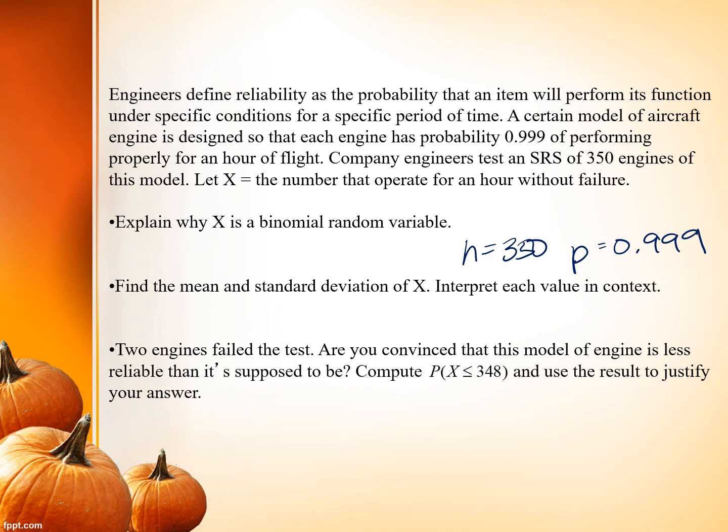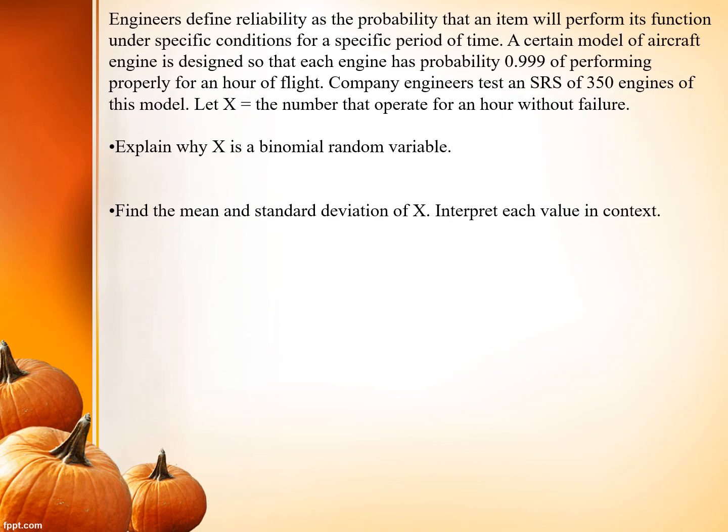The next part of the problem says find the mean and standard deviation of X, and interpret each value in context. Let's tackle that on another page. So we're going to find the mean and standard deviation of X and then interpret each value in context. For the mean, I'm just going to use our new shortcut of n times p, and for the standard deviation, our new shortcut of the square root of n times p times (1 minus p).